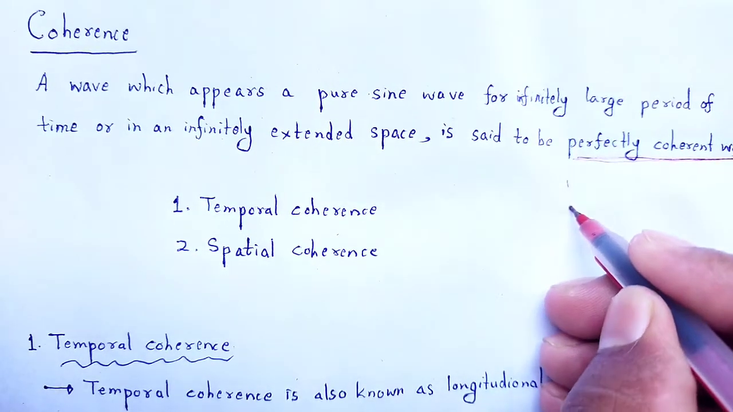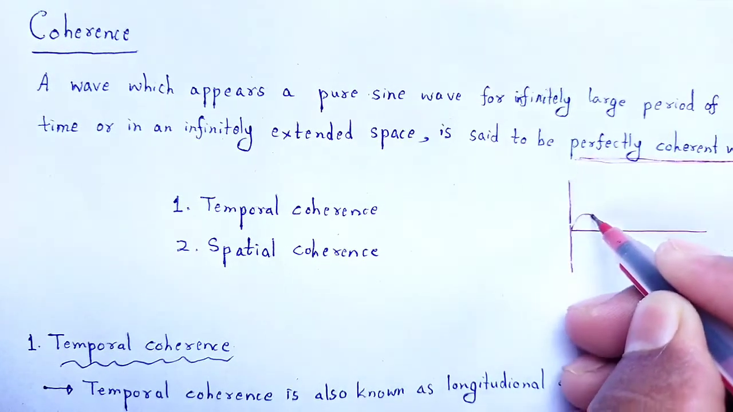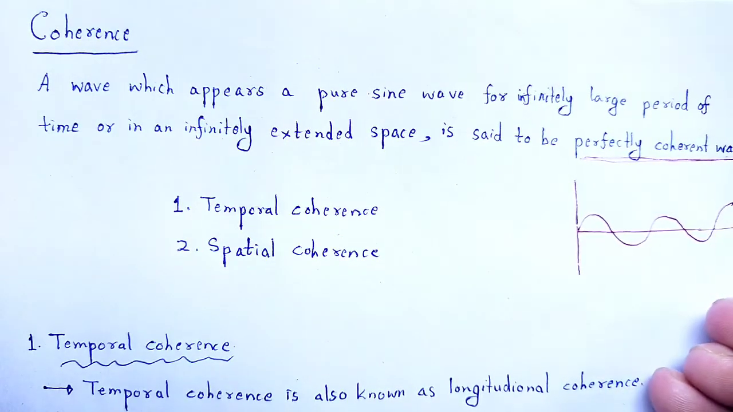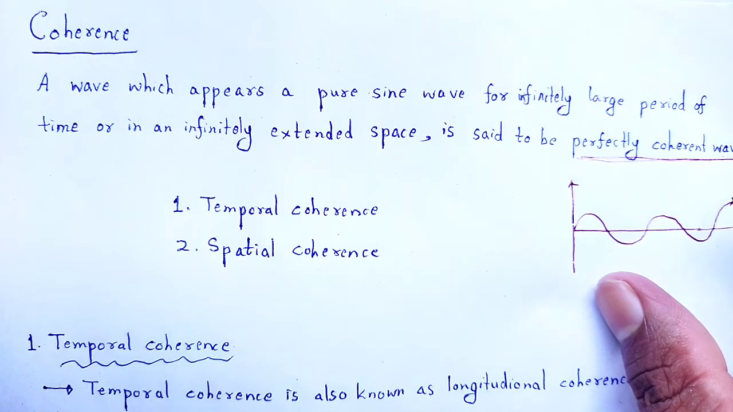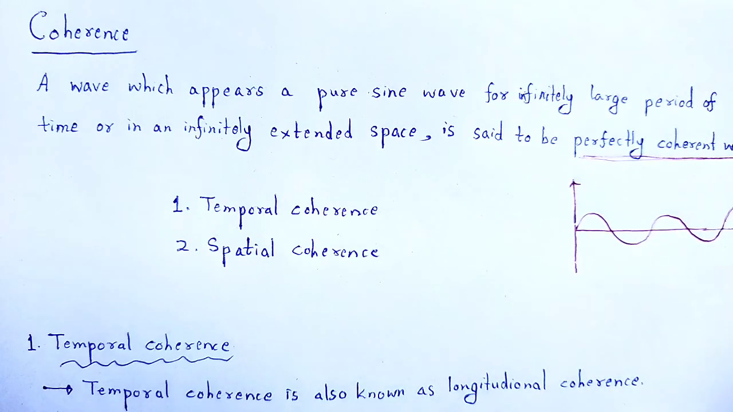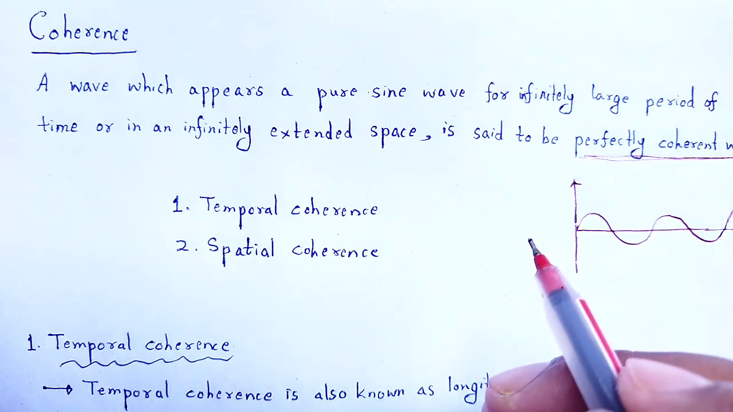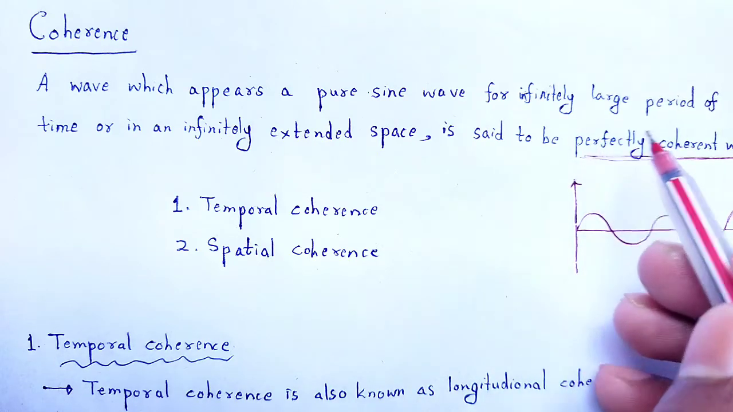If we consider a sine wave like this for an infinitely large period of time, then that wave is said to be perfectly coherent. But actually it does not exist. A light source is never perfectly coherent.